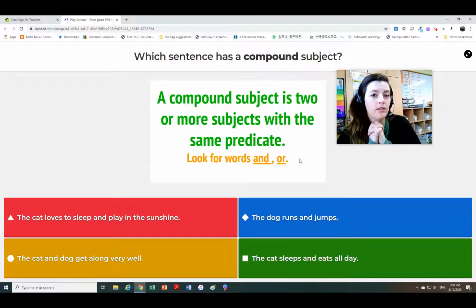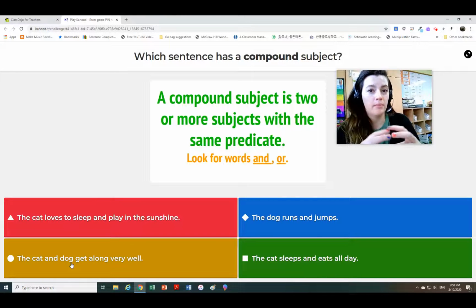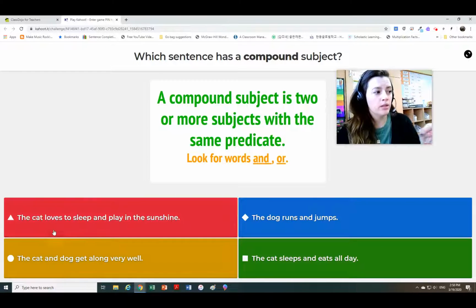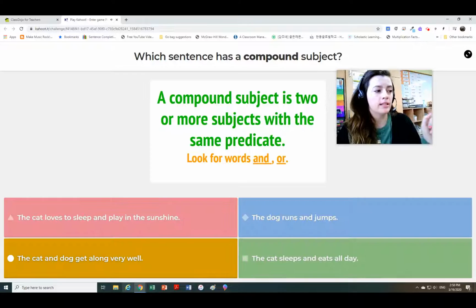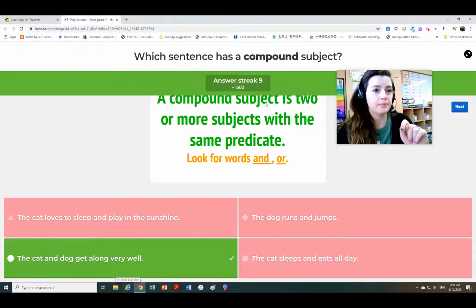Okay, I'm going to tell you the answer. Pause the video if you need more time. 3, 2, 1. The cat and dog. The subject is the main noun, the main person, what the whole sentence is about. This one is only cat, dog, cat. This one is cat and dog.